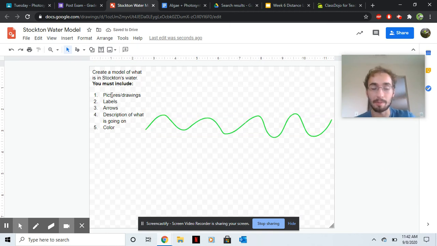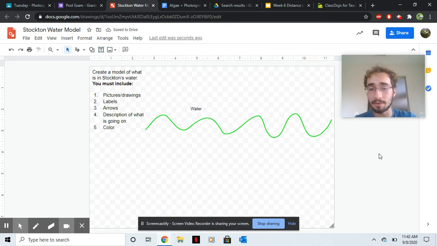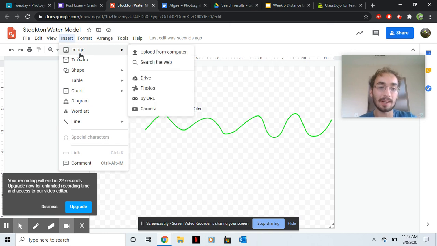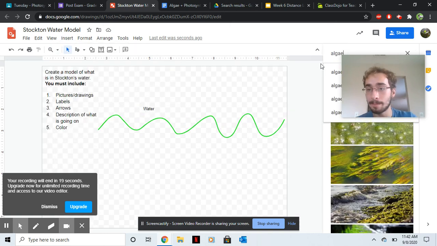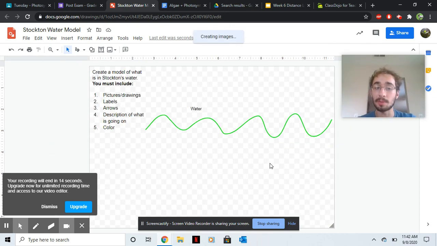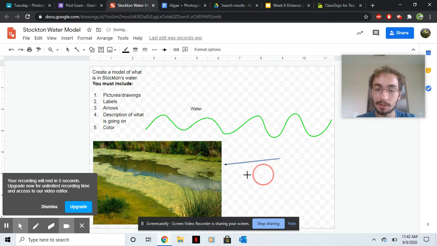And then remember, I'm looking for pictures, labels, arrows, a description of what's going on, and color. So include a text box here, and label water. And then include stuff that is in the water. Try and think about what was in the pictures I showed you. Think about pollution and algae. To find a picture for algae, go to insert image, search the web. And then don't forget to show me what's going into the algae for photosynthesis. You should have 3 arrows going into the algae for photosynthesis. What 3 things do algae need for photosynthesis? Include that in your model as well.